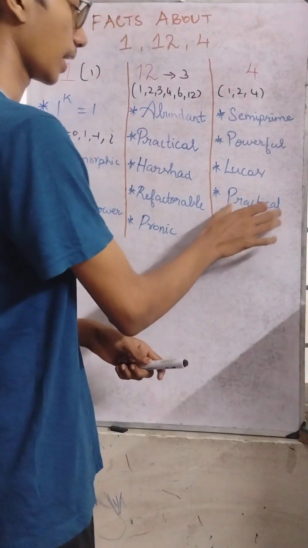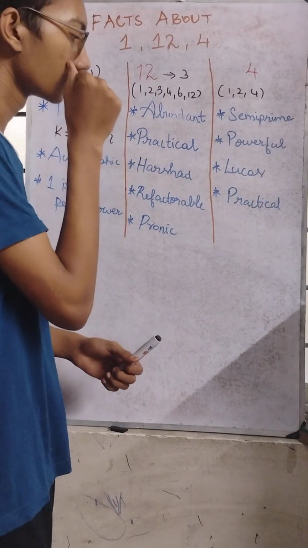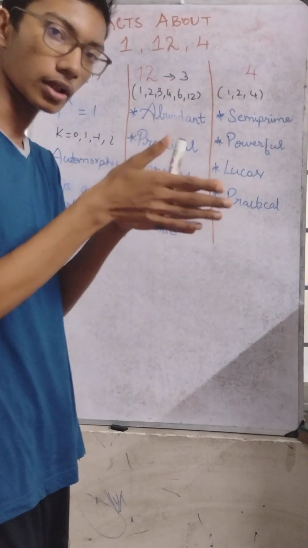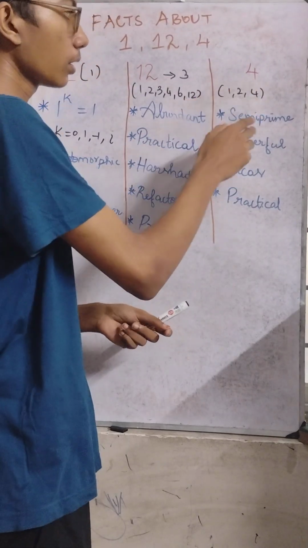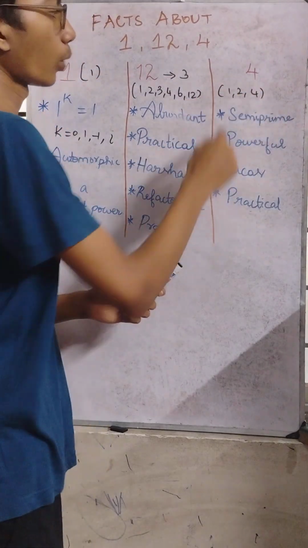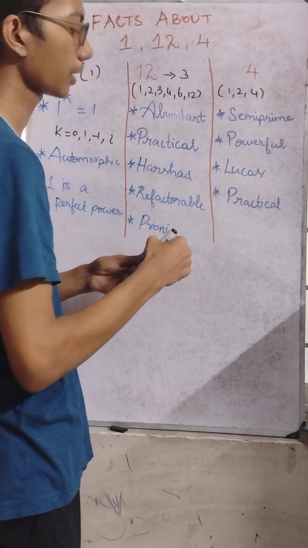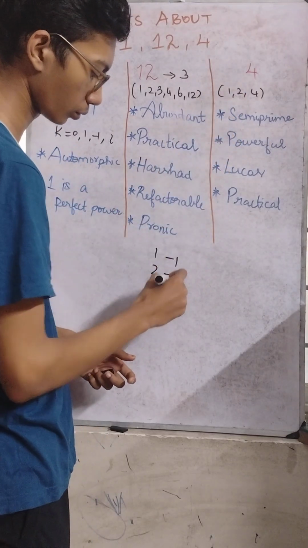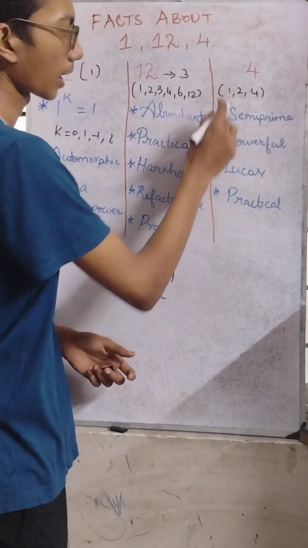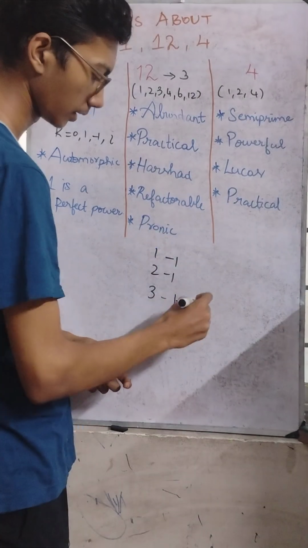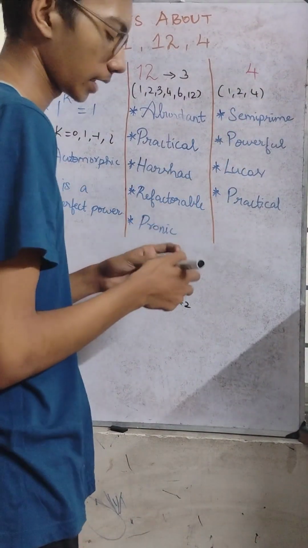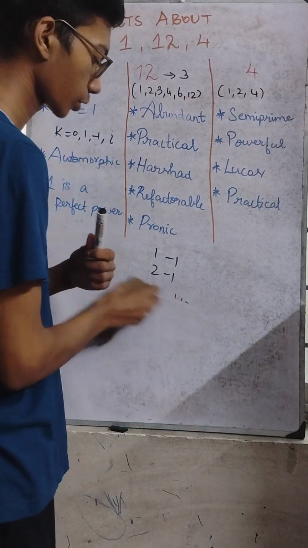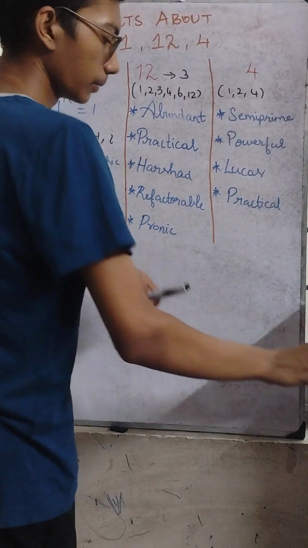Next is practical number, as we just saw with 12. So the numbers preceding 4 are all sums of its divisors. So 1 we have here. 1 can be written as 1 and 2 can be written as 1 plus 1. 3 we can write as 1 plus 2. And 4, of course, is its own divisor. So that's with practical number.